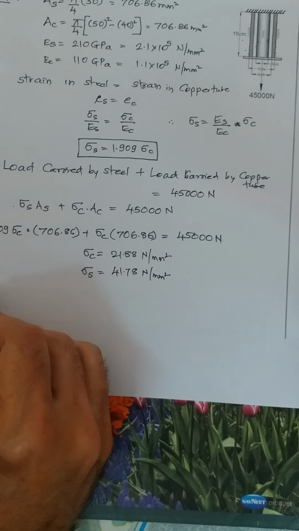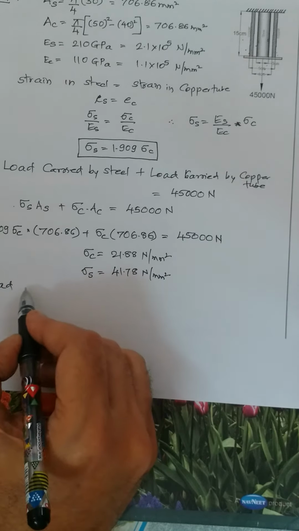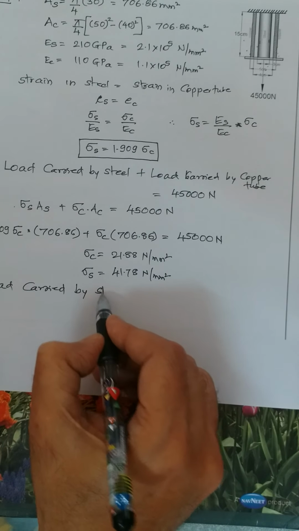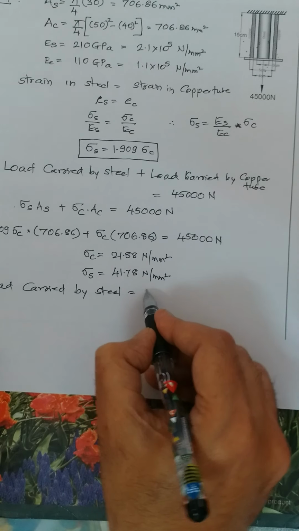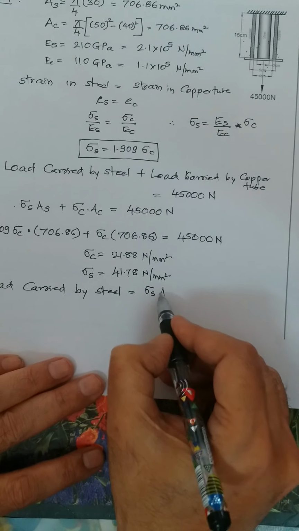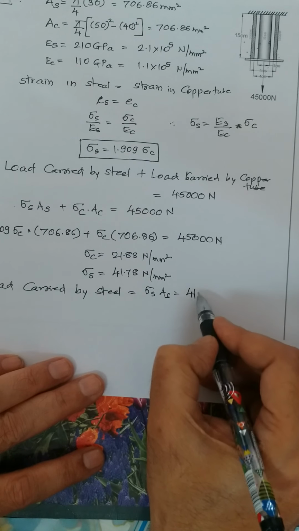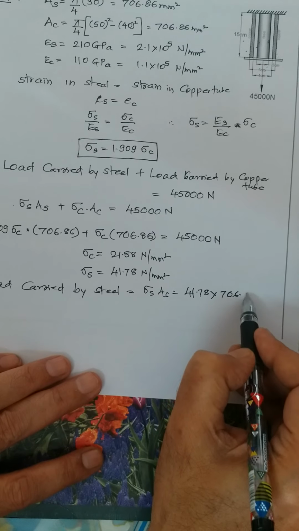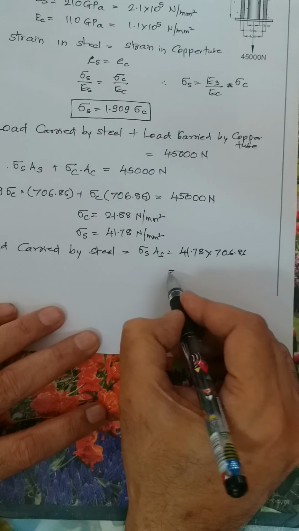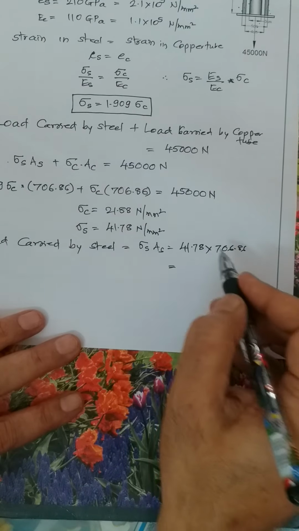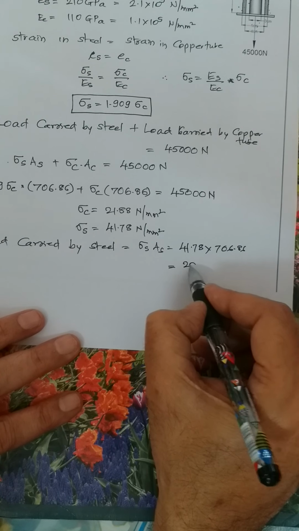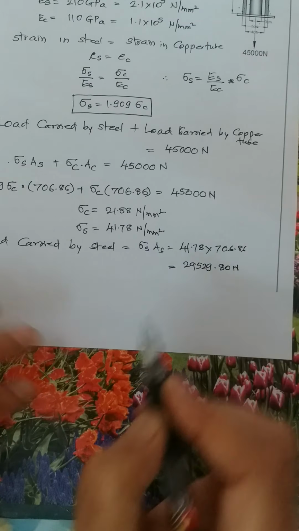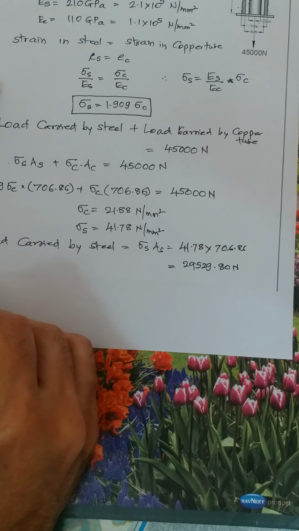So load carried by steel rod will be equal to sigma s into A_s, that is 41.78 into 706.86. So this works out to 29,529.8 newtons.